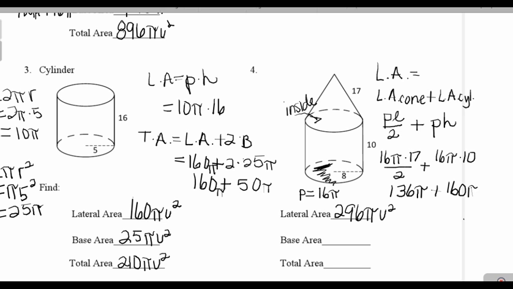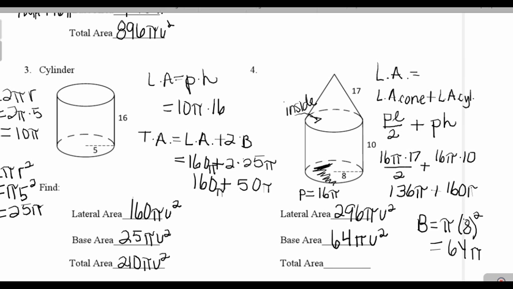Now to calculate out the area of the base, I'm going to use the area of a circle formula, pi r squared. I'm going to substitute 8 in for my radius to get the area of the base equal to 64 pi units squared. So that would give me the area of my base.